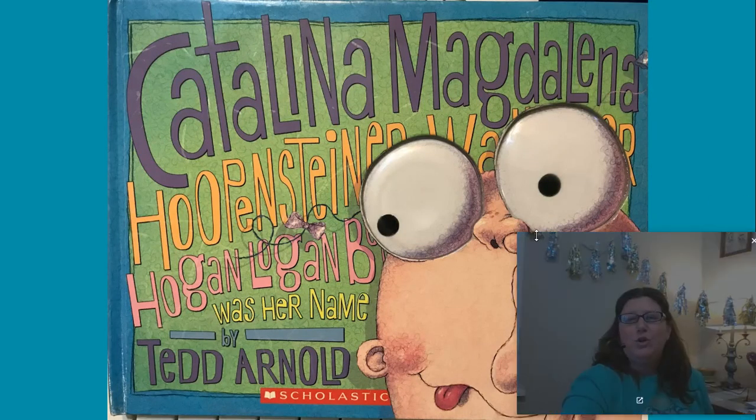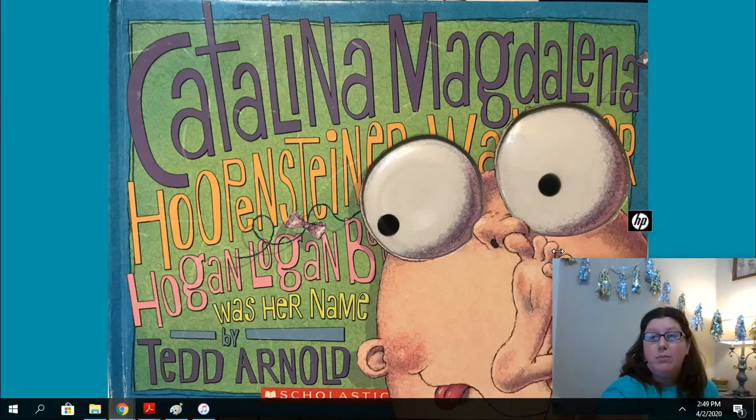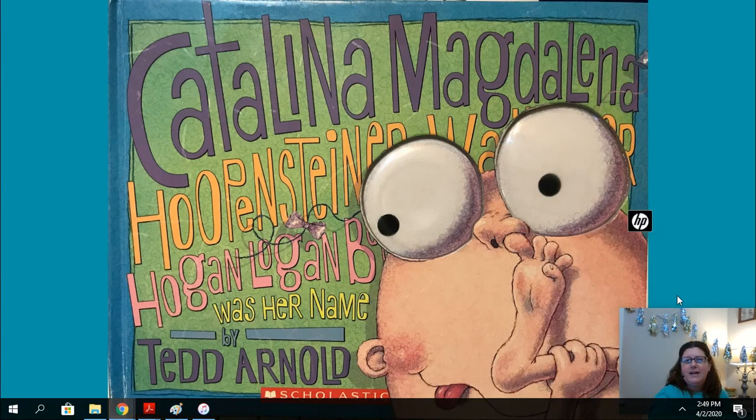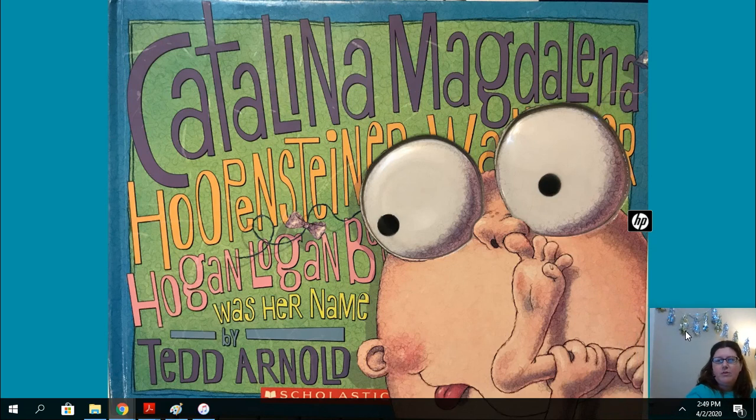Catalina Magdalena Hoopensteiner Wallendiner Hogan Logan Bogan was her name. I'm going to make myself tiny, and I might even make myself disappear over here a little bit. Okay, maybe I can move over a skosh. All right. So this is Catalina Magdalena Hoopensteiner Wallendiner Hogan Logan Bogan was her name by Ted Arnold.